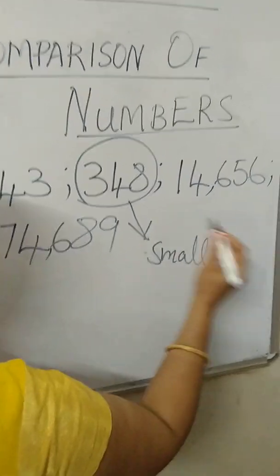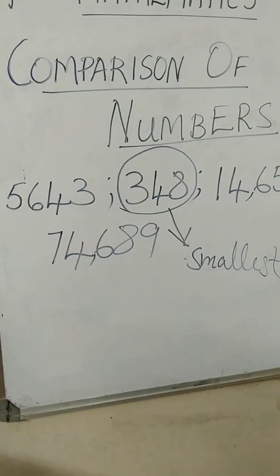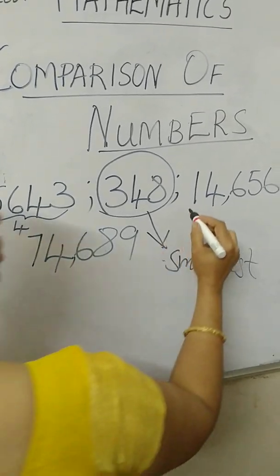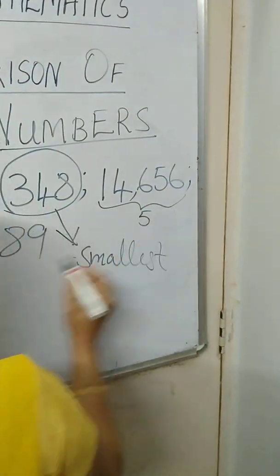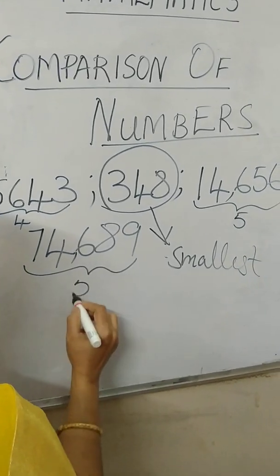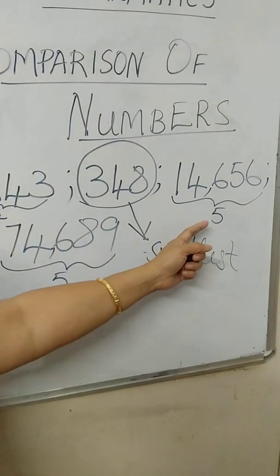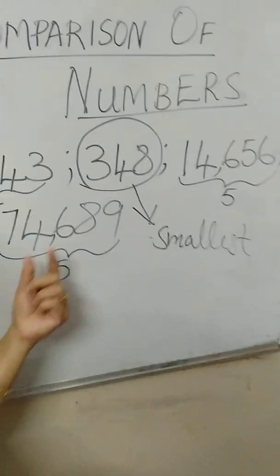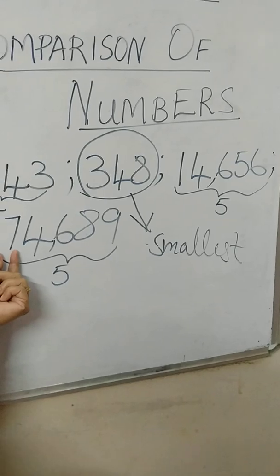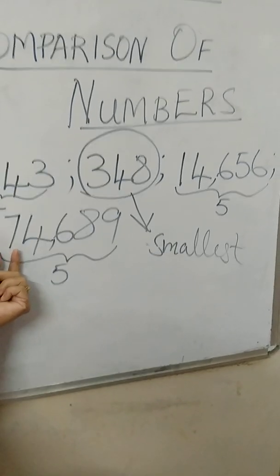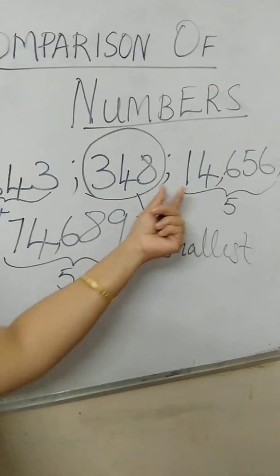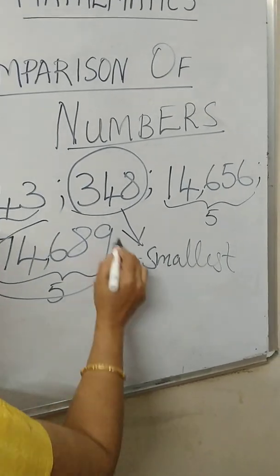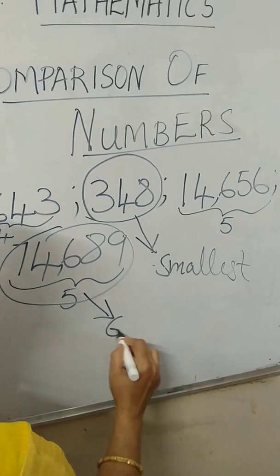Now we'll see which is the number which is greatest among this. Now here when you see, you have only 4 digits. Here you have 5 digits. Here also you have 5 digits. Since these two have 5 digits, we will compare these two numbers. Among these numbers, in the highest place value, here it is 7 and here it is 1. So we can easily make out this is the number which is greatest among all these numbers.